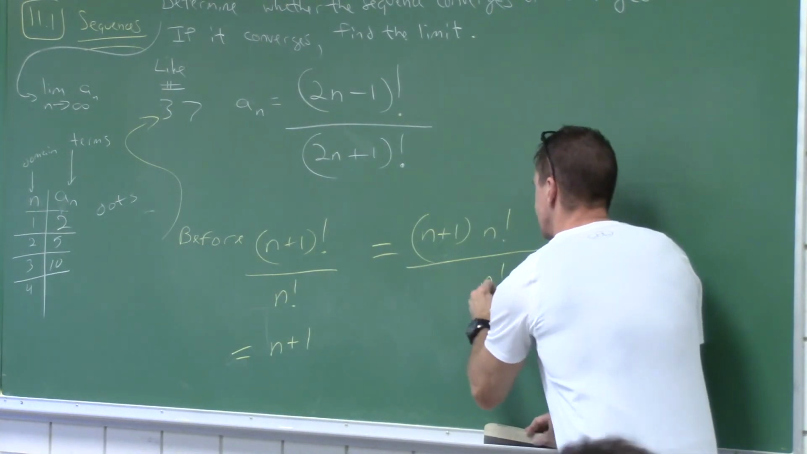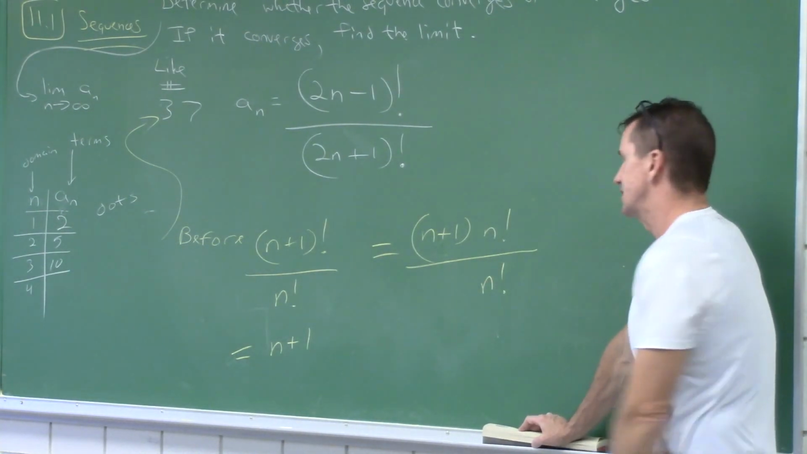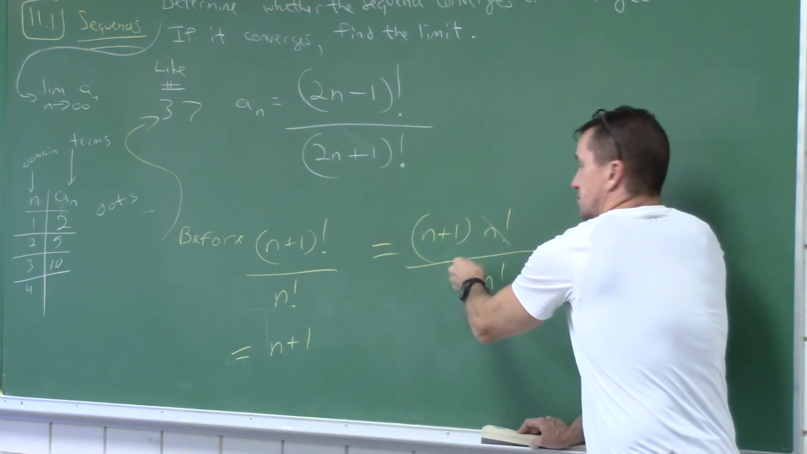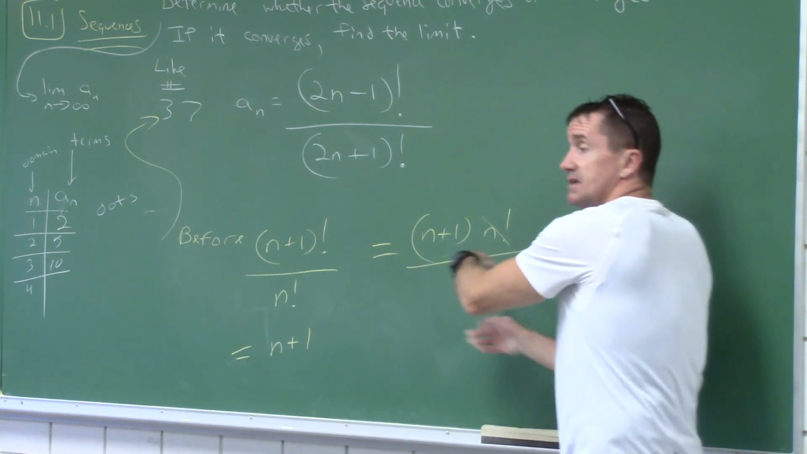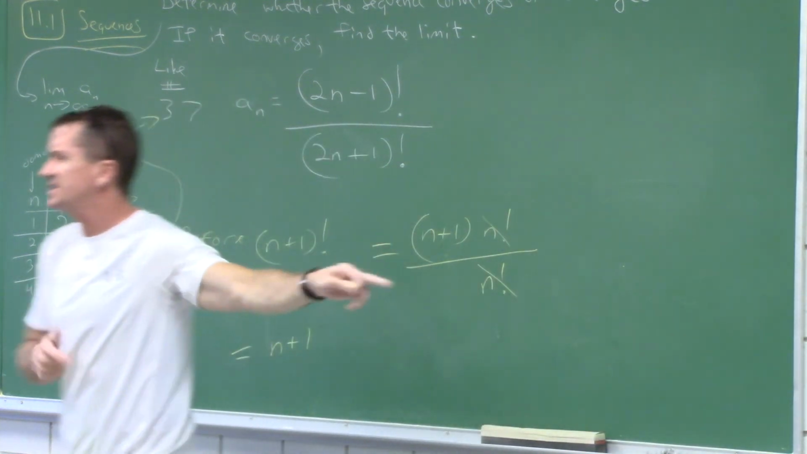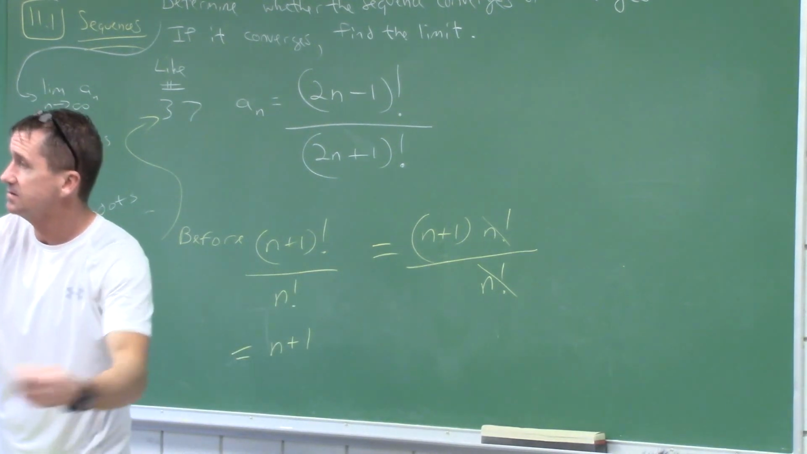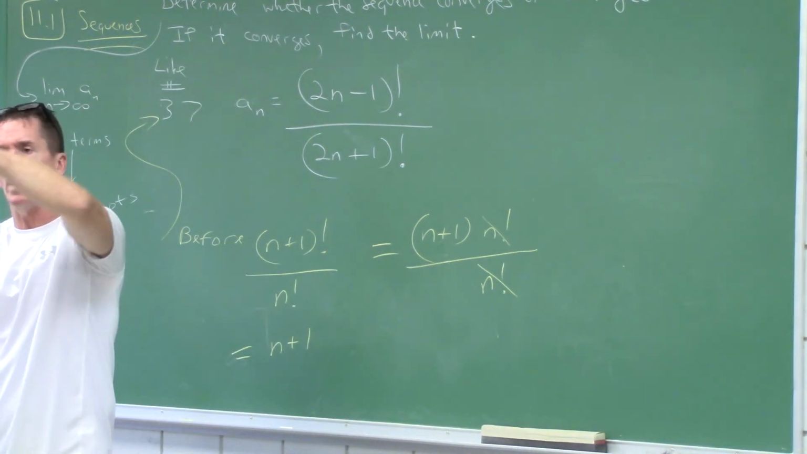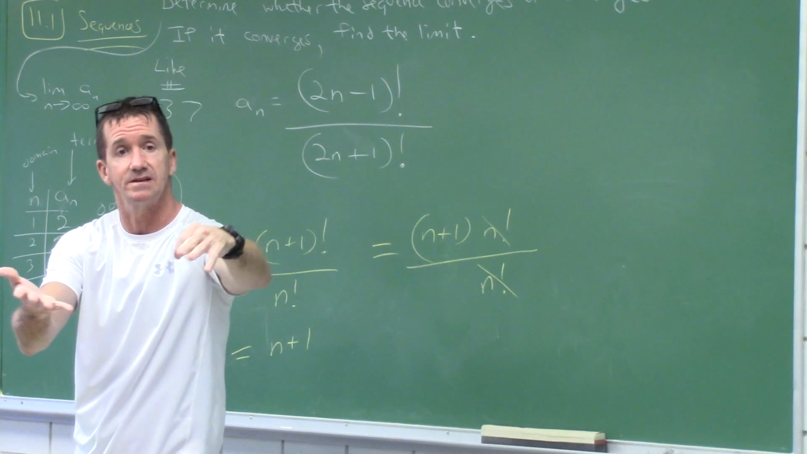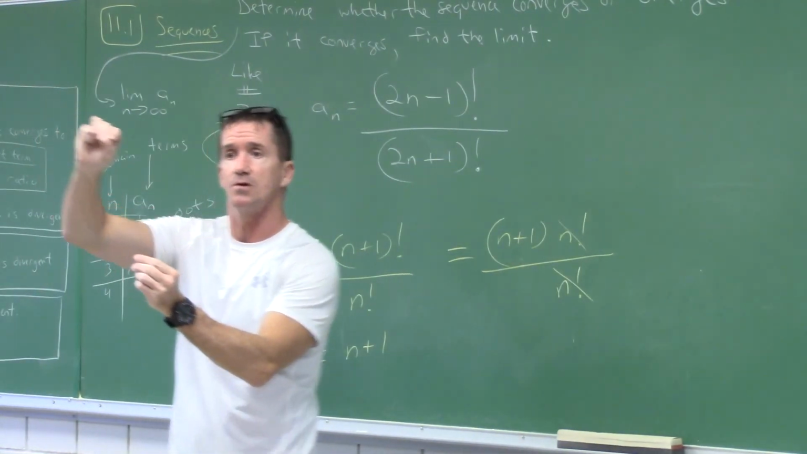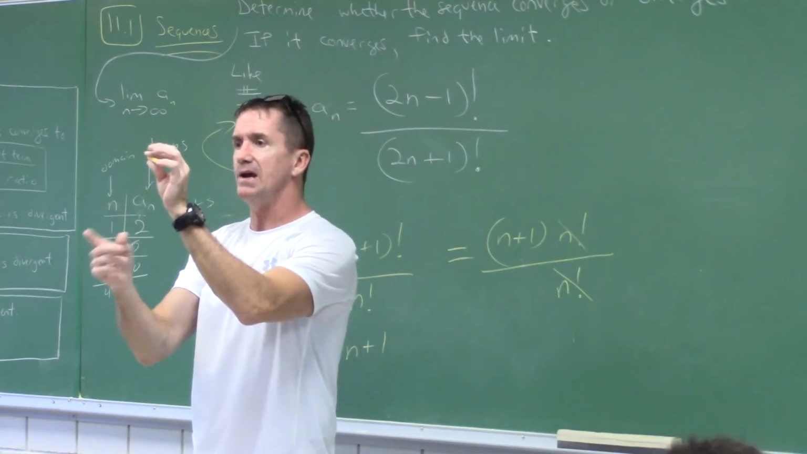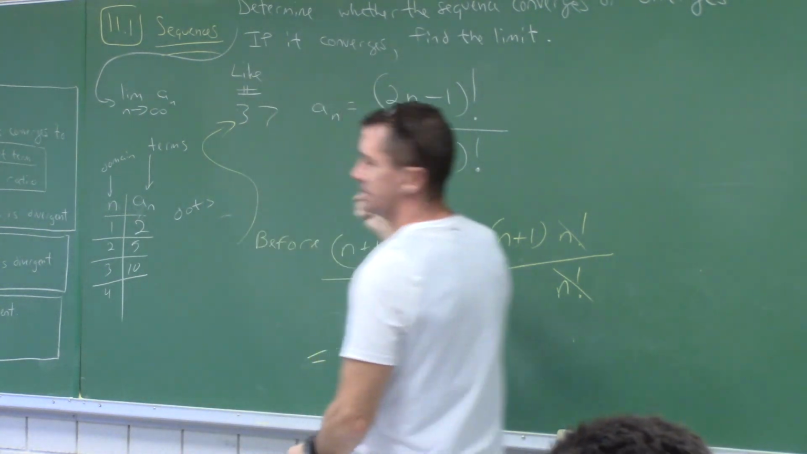And what cancels? You wouldn't see what I just wrote in the textbook. So if you like this, think that way, great. If that confuses you, think the opposite way: you just keep going 1 less than it until you see things cancel. If you've got a factorial over a factorial, just keep writing them out until stuff cancels out.